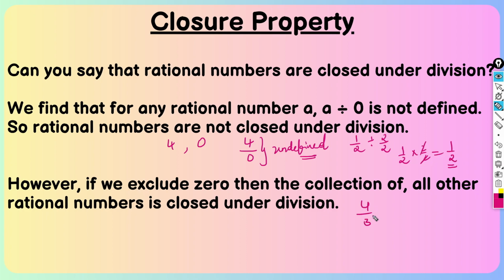4 by 3 divided by 8 by 9. This is equal to 4 by 3 multiplied by 9 by 8. This is equal to 9 4s are 36 and 8 3s are 24. So this is a rational number. So in all cases except where the denominator is 0, rational numbers for division follow the closure property.